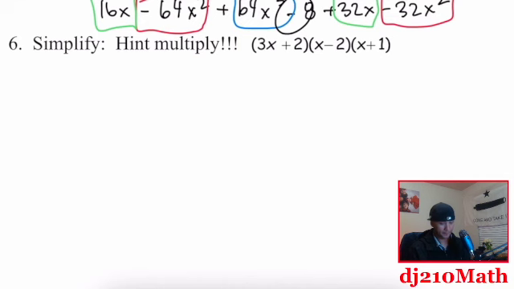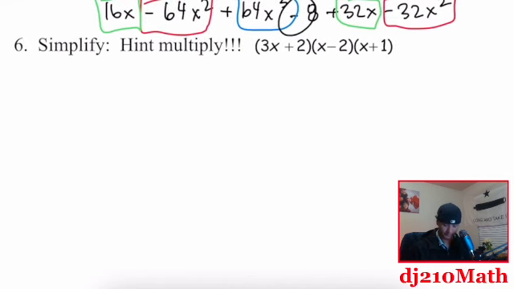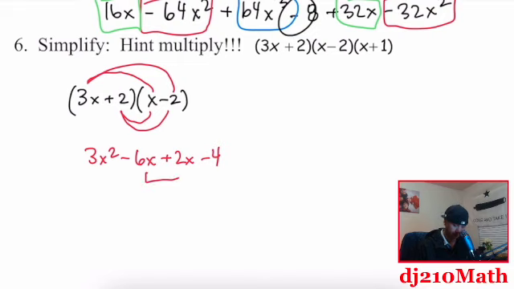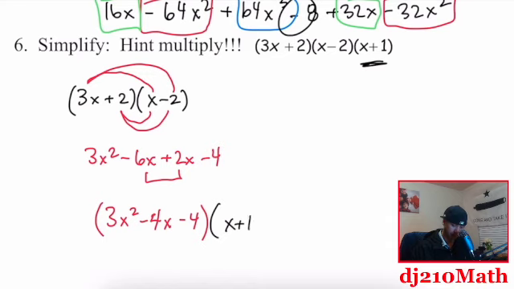All right, 6 is the same way, except it's 3 different things now. But I can only do 2 at a time. So 3x plus 2, x minus 2. So using FOIL, first, outer, inner, last. Combine like terms in the center. Okay, so there's my trinomial, and we're going to multiply by the last guy, x plus 1.